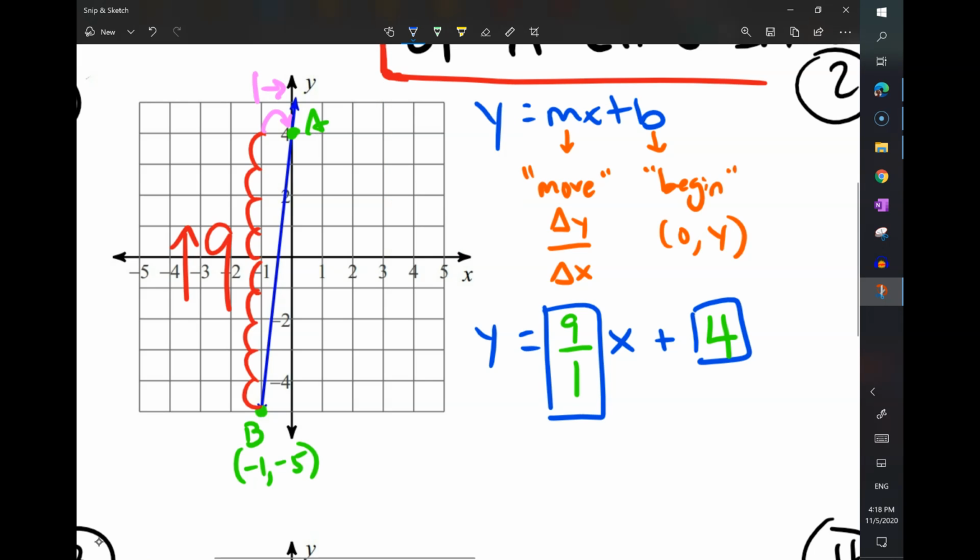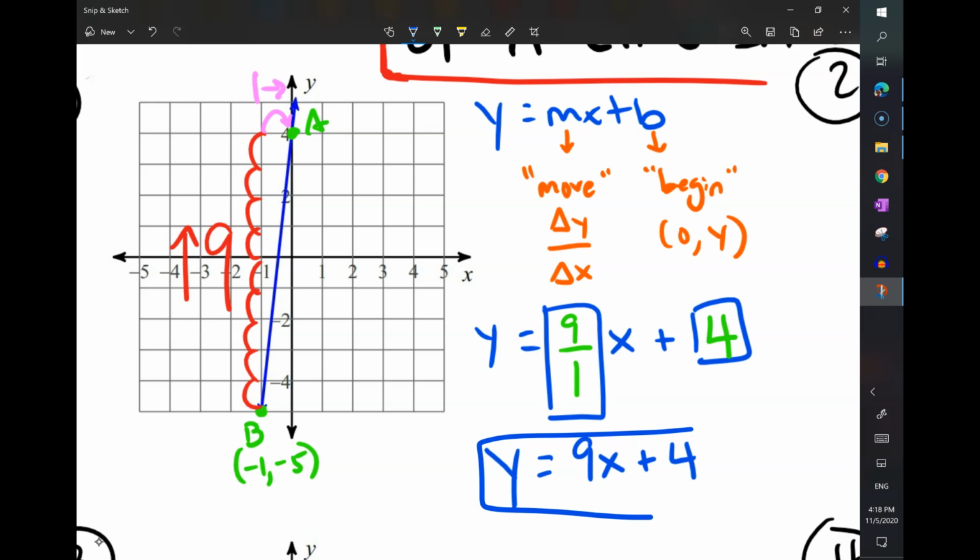The thing in math is we always want to go with the simplest form of things. So if we have 9/1, that's the same thing as saying just 9. So I could write the best form possible for this as 9x plus 4. Y equals 9x plus 4. That's my slope-intercept form for this graph.